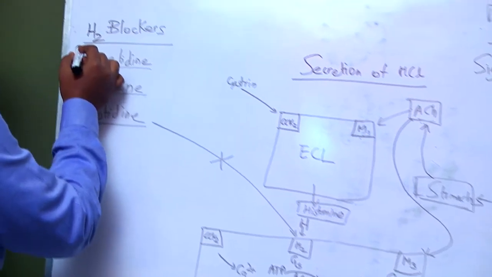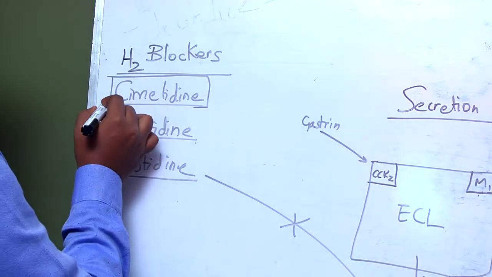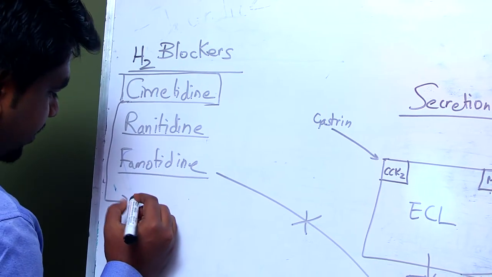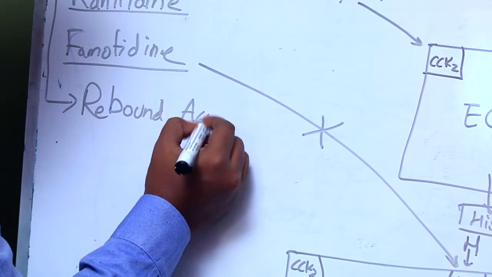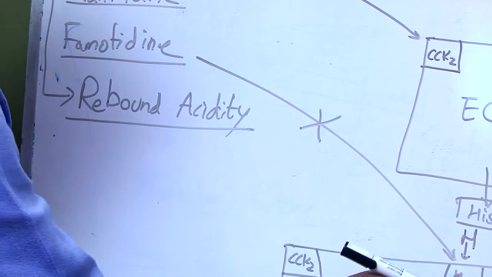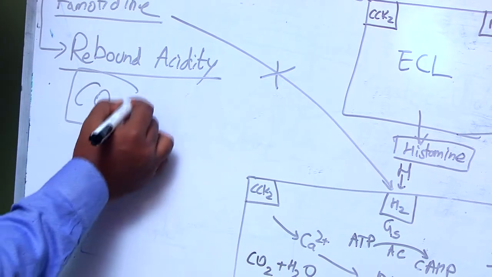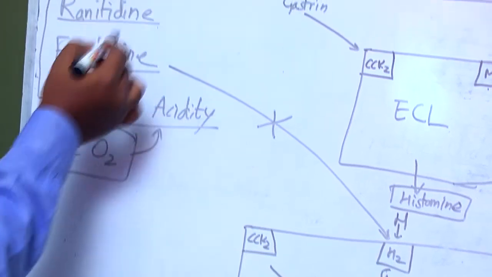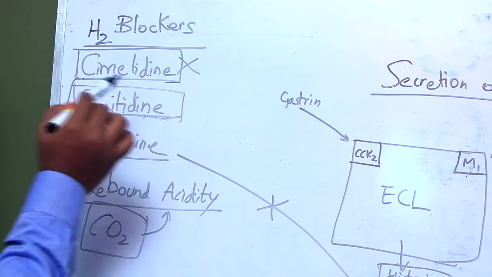And cimetidine was the prototype, or is still the prototype in all the Indian textbooks, and it has major adverse effects called rebound acidity, because when it blocks the H2 receptor, what happens? CO2 is secreted and it leads to something called as rebound acidity, and hence it was taken off the market, and now the most used drug in the Indian scenario is ranitidine.